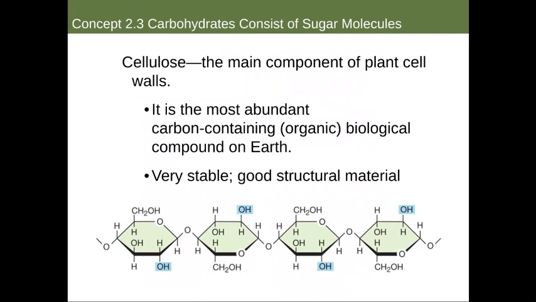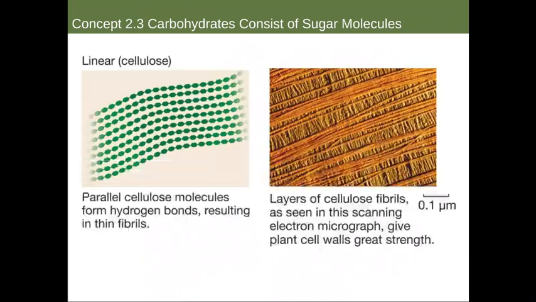Now, cellulose is incredibly strong. It is what makes up fiber. So when you buy an actual rope, or even the fiber that is in your clothing, the cotton that's in your clothing, that is cellulose. So we can see this linear cellulose right here, these long parallel running chains, which allow them to be very, very tough.